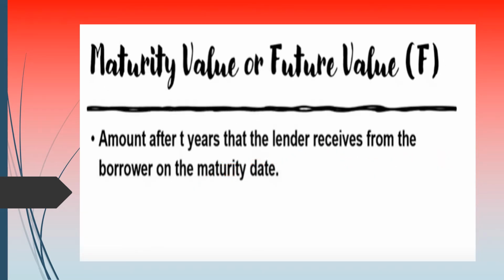Maturity value or future value F. Amount after t years that the lender receives from the borrower on the maturity date. This means this is how much everything you need to pay to the lender. When we say future value, this is the totality of the amount of a principal and the interest. The principal is how much money you borrowed or invested. When you are a borrower of the money, you are concerned of the amount paid. But if you are a lender, you are also concerned of how much money you earn. So for you to get the future value, F is equal to P plus I.